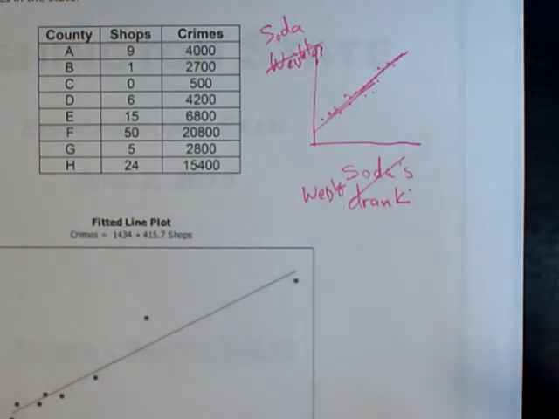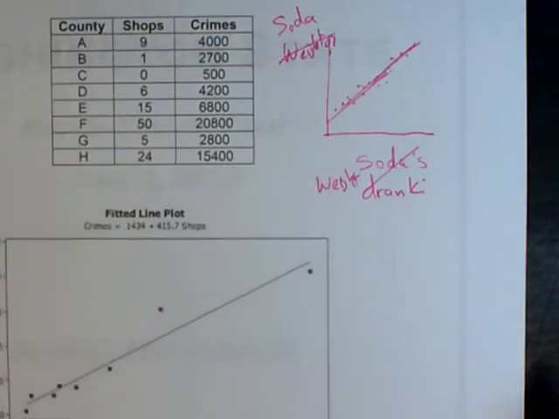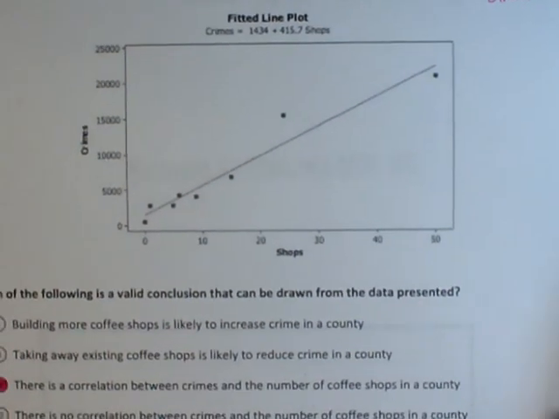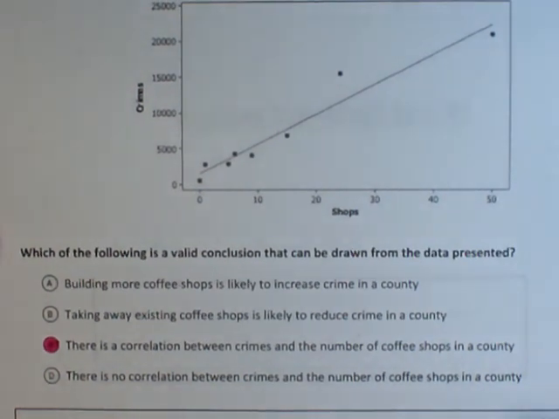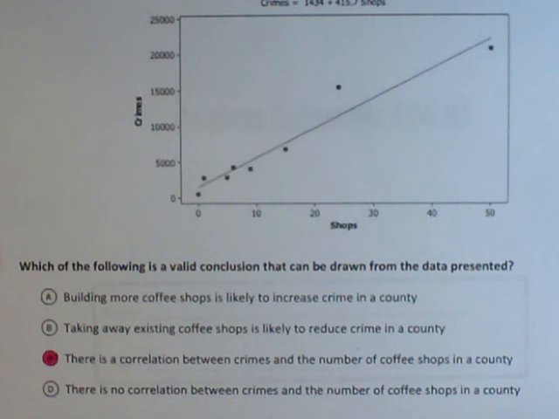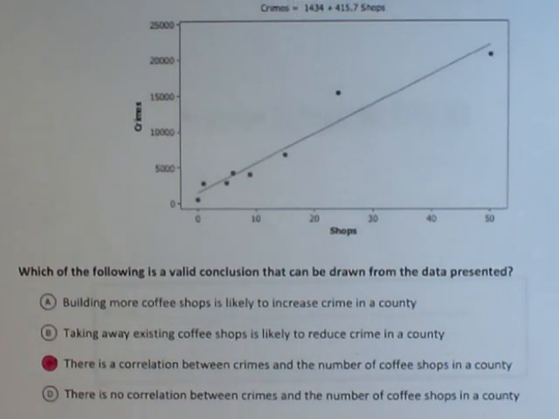So just to summarize, when two things are related, it doesn't mean that one is causing the other. And this is something that they are very likely to ask you on the EOC, some kind of a question about whether two things are causing each other or if they're just correlated. So correlation does not mean there's a cause and effect relationship.